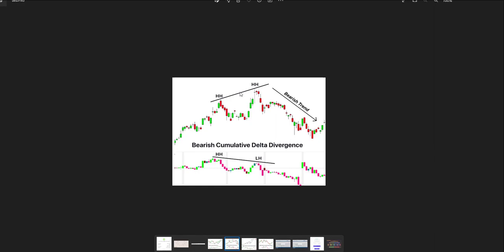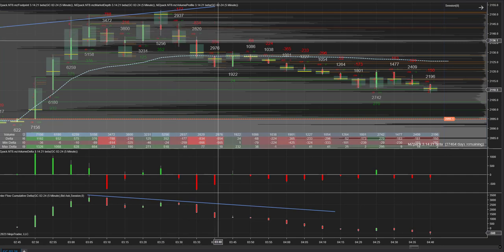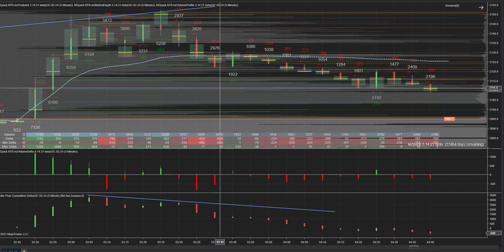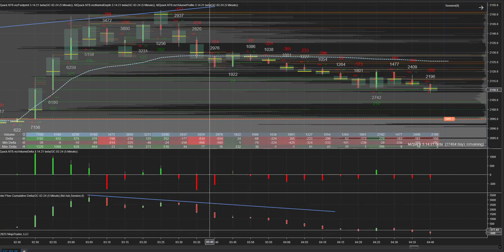Price makes a higher high. At the same time, the indicator makes a lower high. What happens? Price follows the lead of the indicator and goes down. Here it is. It went all the way down. I took this short trade, and let me show you how I took it.